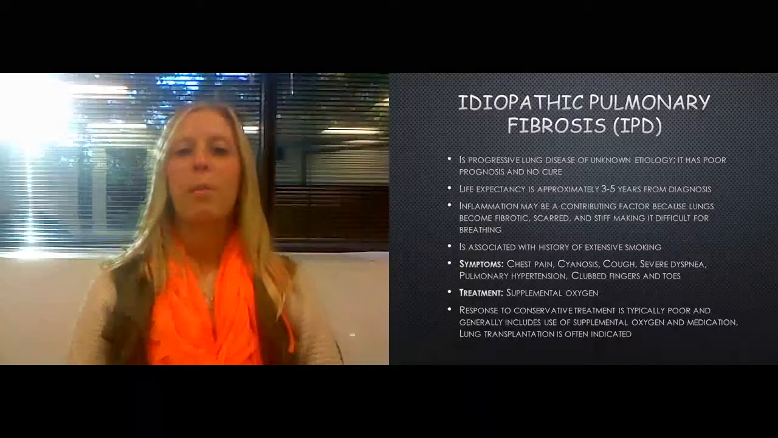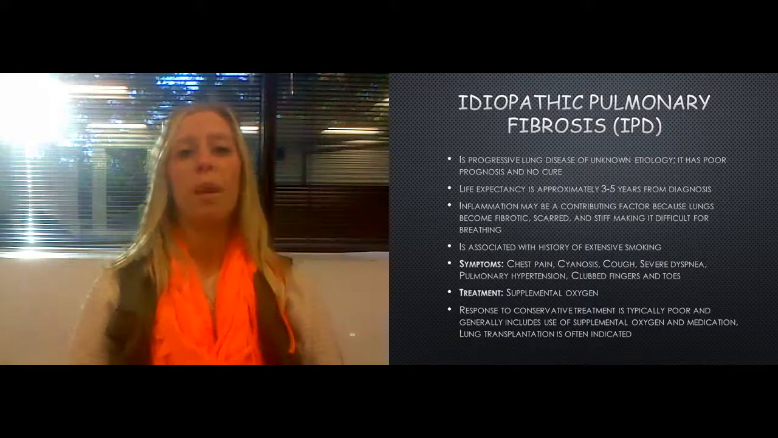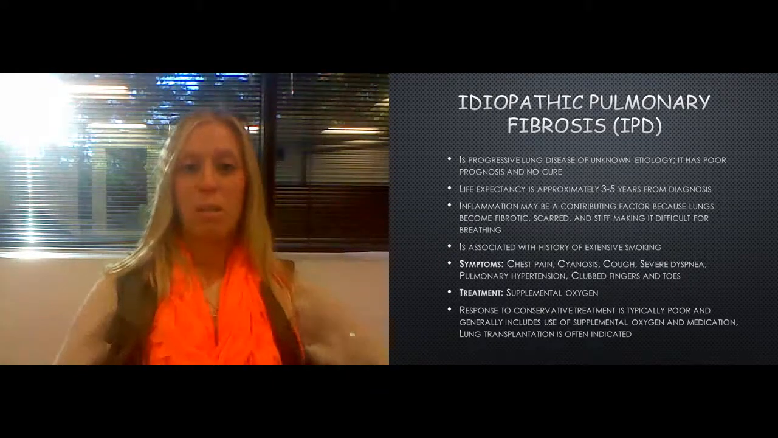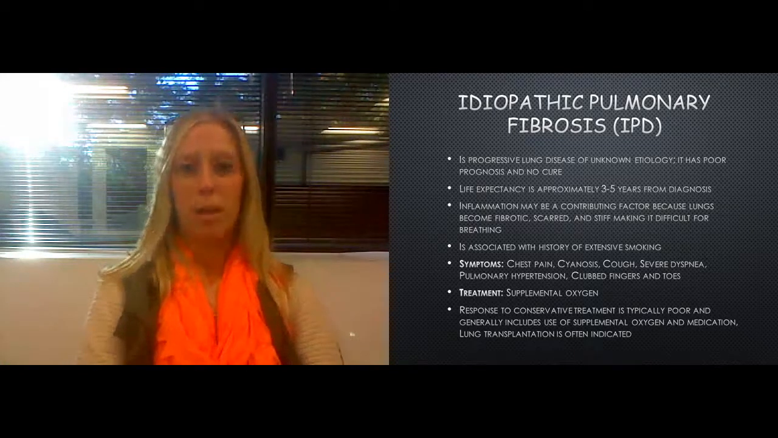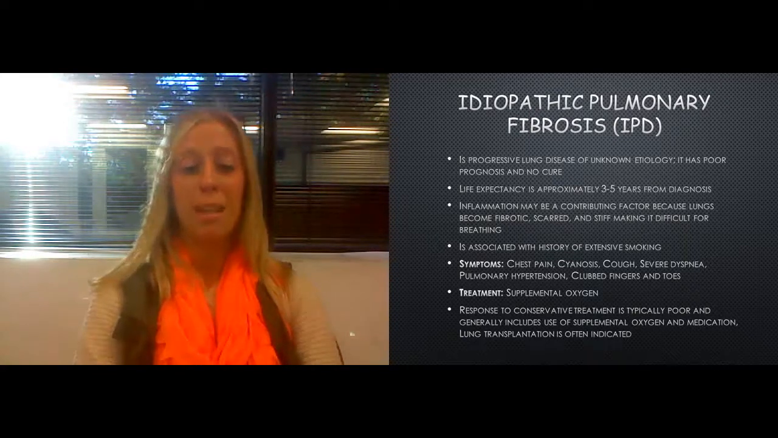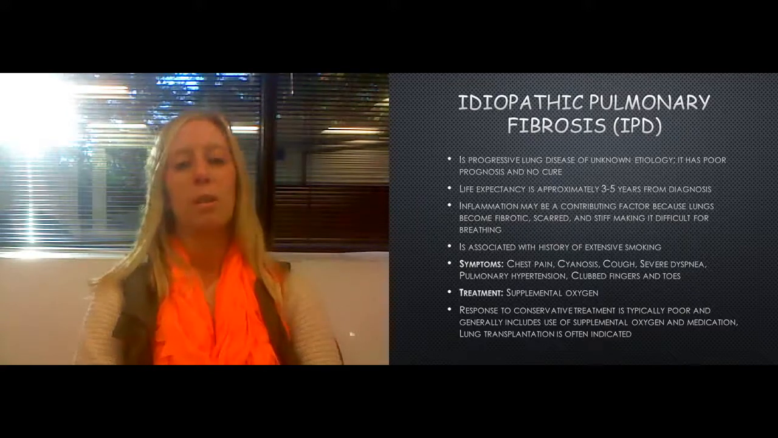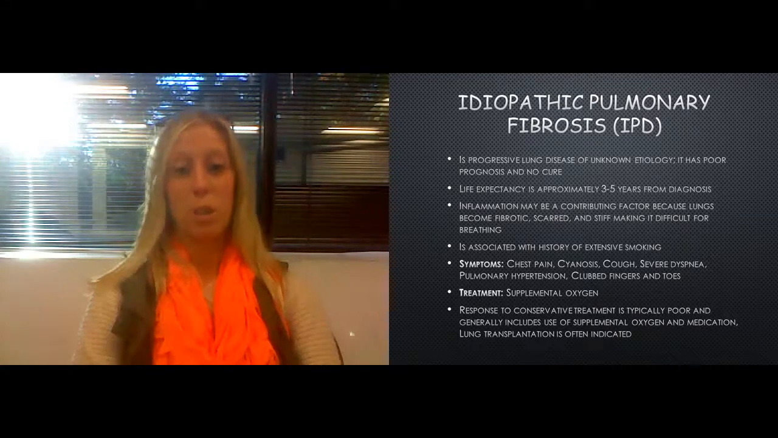So idiopathic pulmonary fibrosis is a progressive lung disease of unknown etiology. It has poor prognosis and no cure. So the life expectancy after diagnosis is approximately 3 to 4 years. So inflammation may be a contributing factor because the lungs become fibrotic, scarred, and stiff, making it difficult for people to breathe. And it's associated with a history of extensive smoking. And some of the symptoms include chest pain, cyanosis, cough, severe dyspnea, pulmonary hypertension, and clubbed fingers and toes. And treatment includes supplemental oxygen.